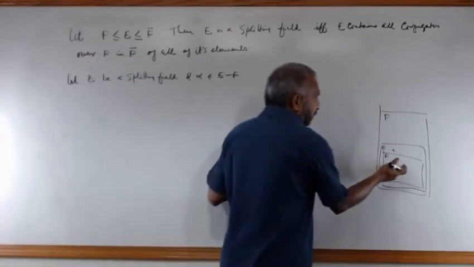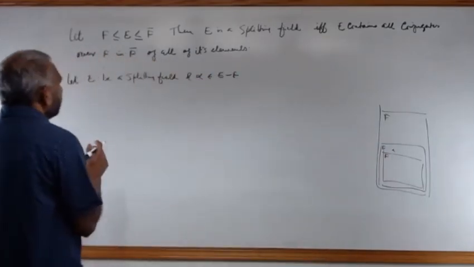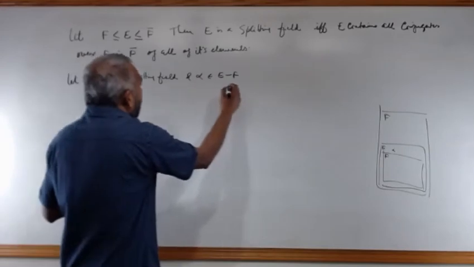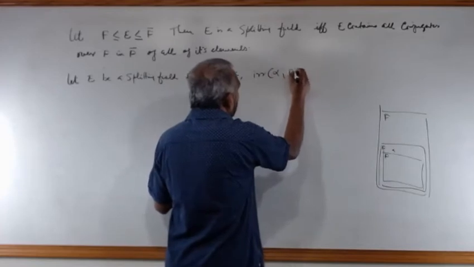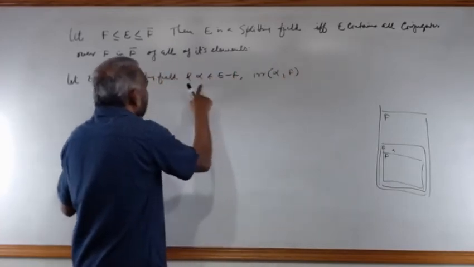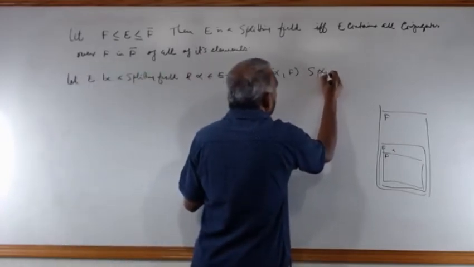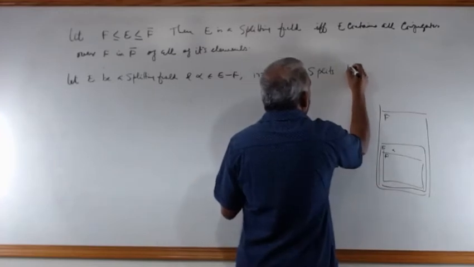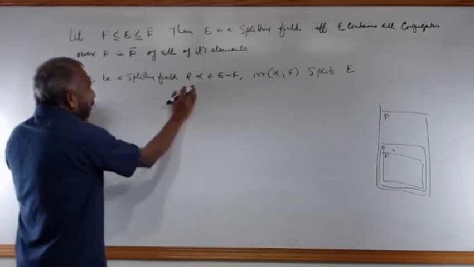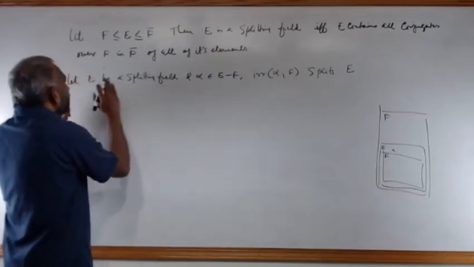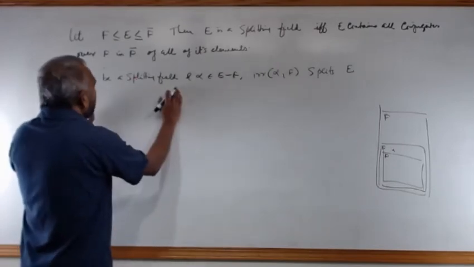Because if it's inside F, it conjugates to itself, so you don't need to worry about it. If it's a splitting field, we have a result: any irreducible polynomial, in particular the irreducible polynomial of alpha, splits in E. The result is actually that if E is a splitting field of F, then every irreducible polynomial in F[x] splits in E.